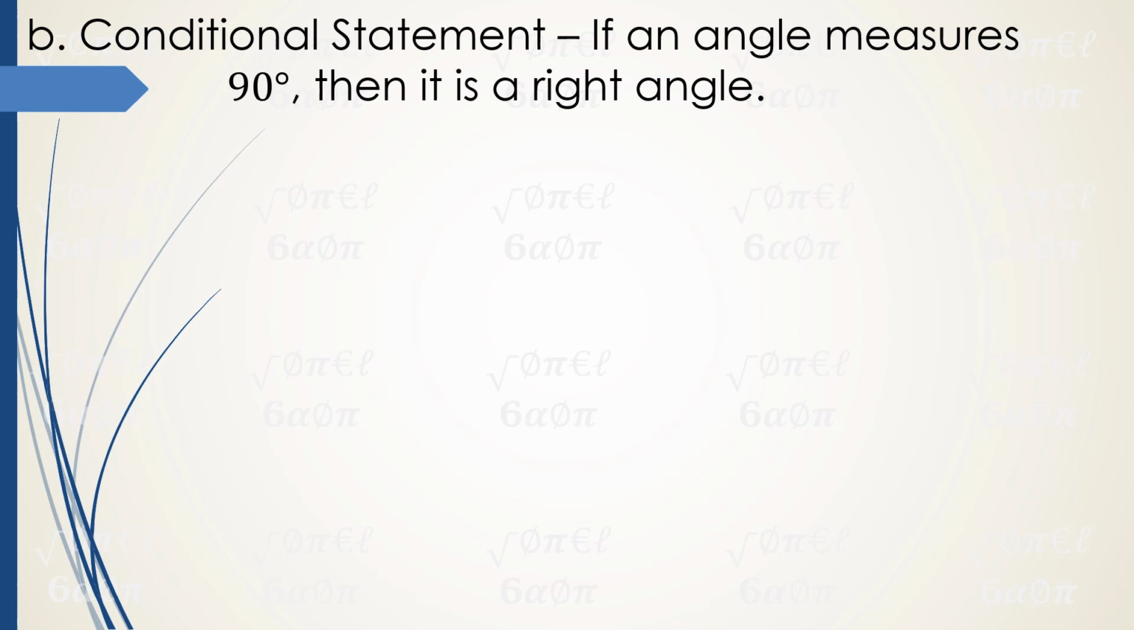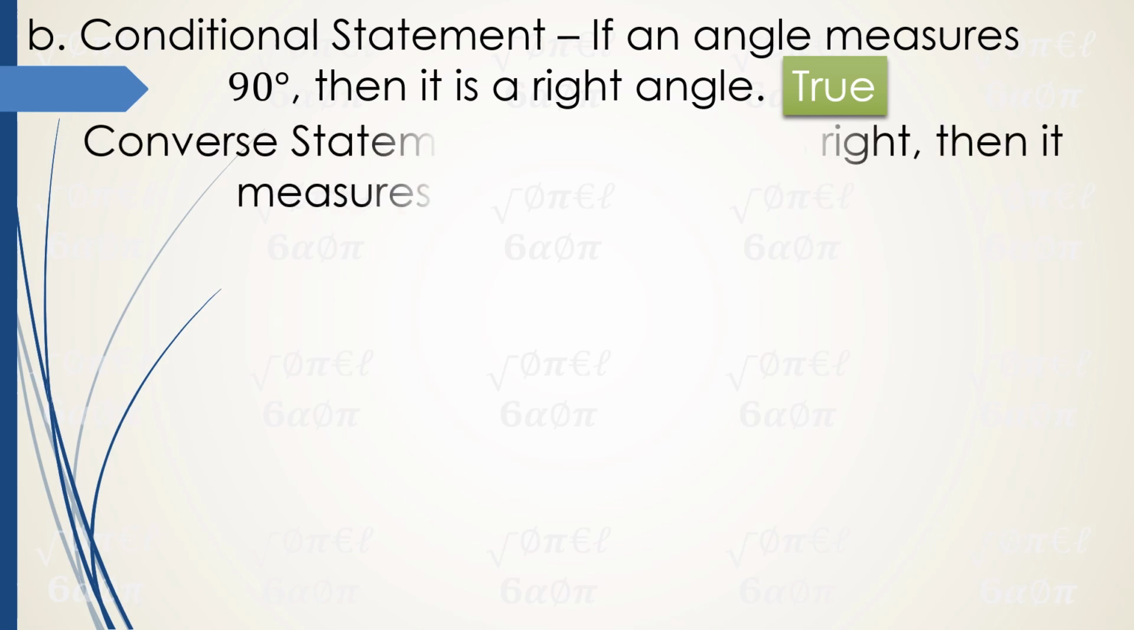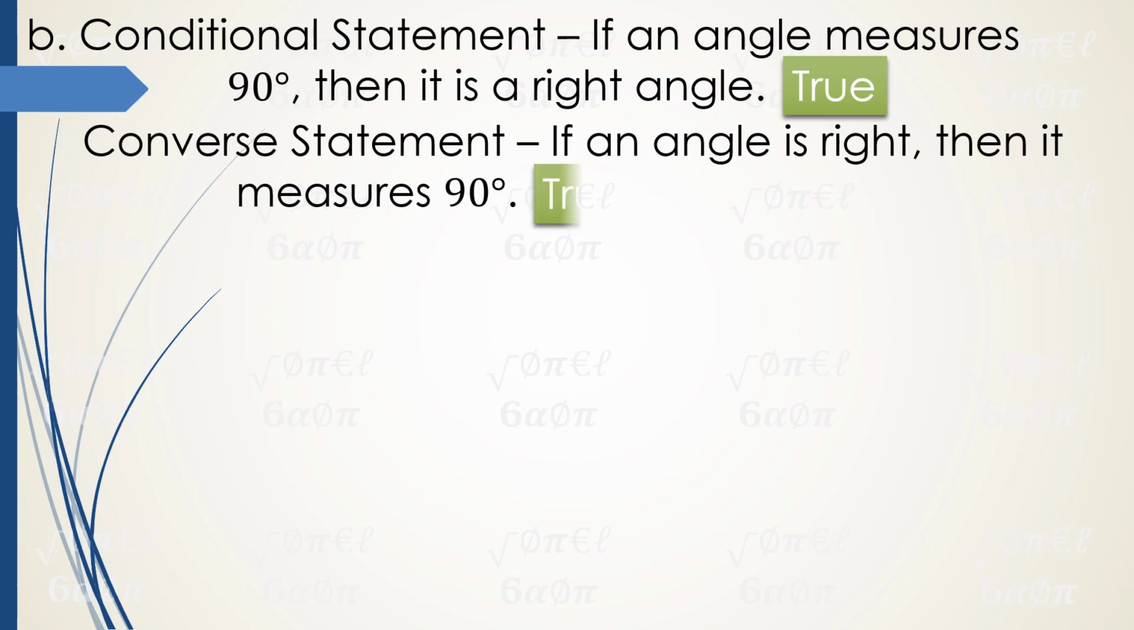Letter B. The given conditional statement before was if an angle measures 90 degrees, then it is a right angle. At sabi natin kanina, that is a true statement. For its converse statement, so if an angle is right, then it measures 90 degrees. So kung yung angle daw ay right, so ang measurement niya raw ay 90 degrees. So what do you think is the answer? It is still a true statement. So kahit pinagbaligtad pa, because of the converse statement, true pa rin yung ating statement.